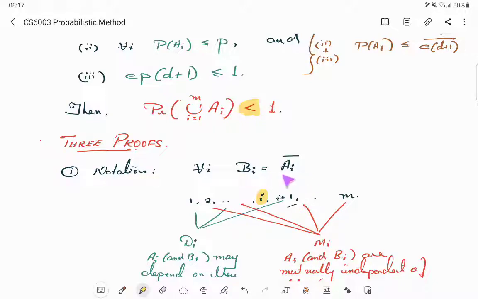So for each event Ai, I'll denote its complement by Bi. This is just to make the reading more legible, because we are going to mix these Ai's, Aj complements and so on in many of the expressions, and maybe the bars may go unnoticed. So in order to be notationally clear as to whether we are talking about Ai or its complement, I'm using this Bi for that.